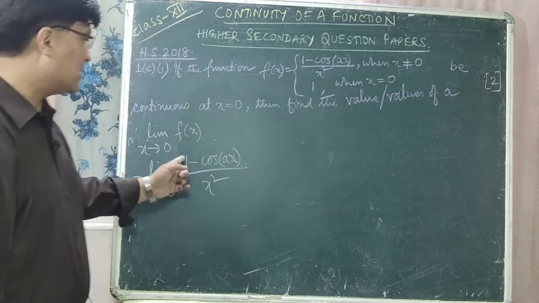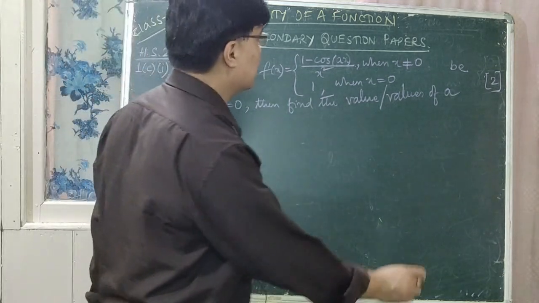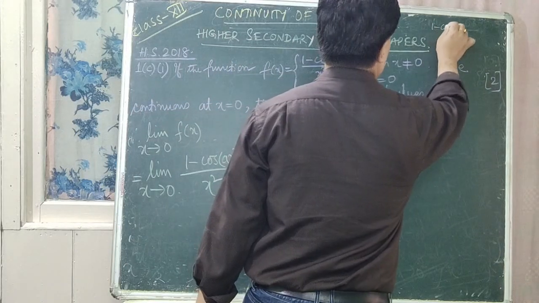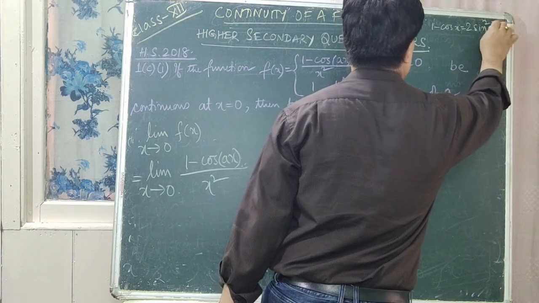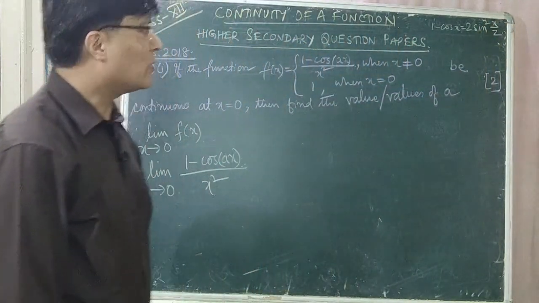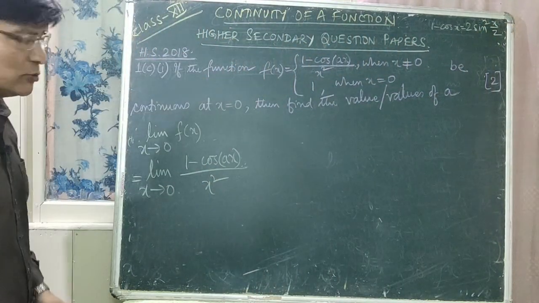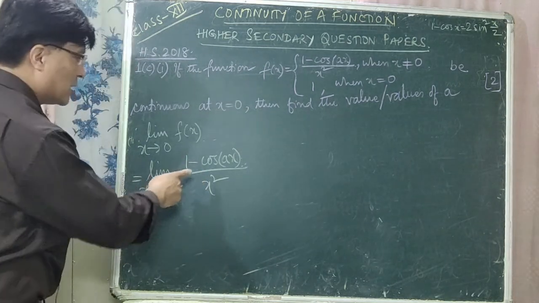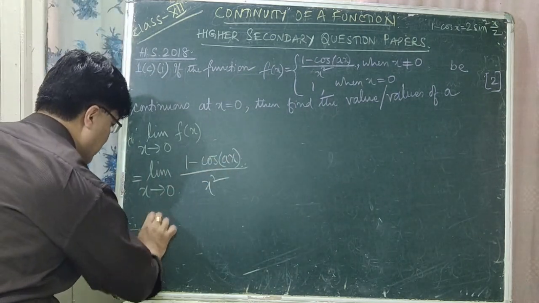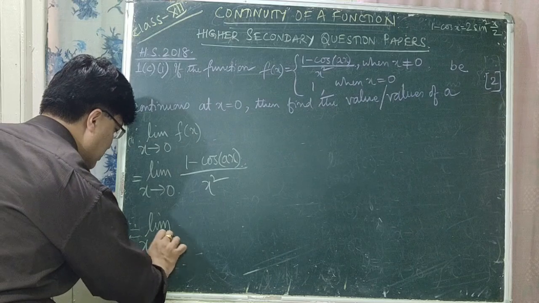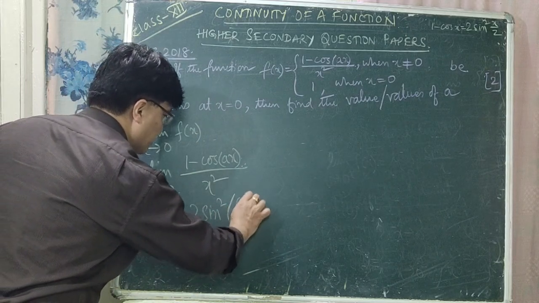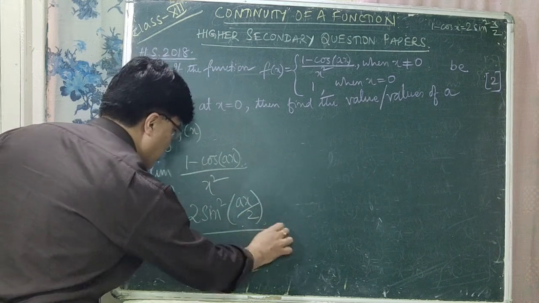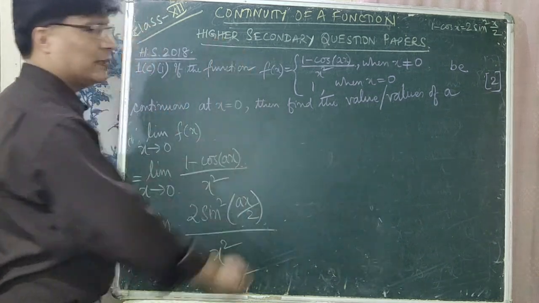So what is the formula in this case? 1 minus cos x, you know that. 1 minus cos x is equal to 2 sin square x by 2. So let us use the formula here, instead of x, ax. The limit x tends to 0 of 2 sin square ax by 2, whole divided by x square.